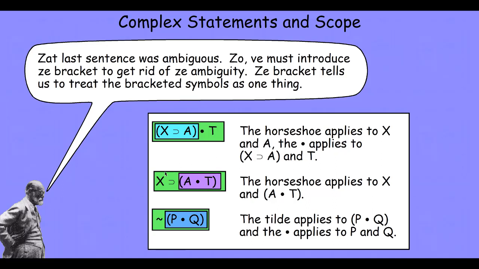Now, these are inside that lunch sack. It's sealed off. It's one thing. The dot reaches out and grabs T. It reaches out and grabs A. It says both of these things are true. When we go outside that, we have our conditional statement. If X is true, then, so our horseshoe reaches out and grabs X, then reaches out and grabs everything else here, right? A and T are true.